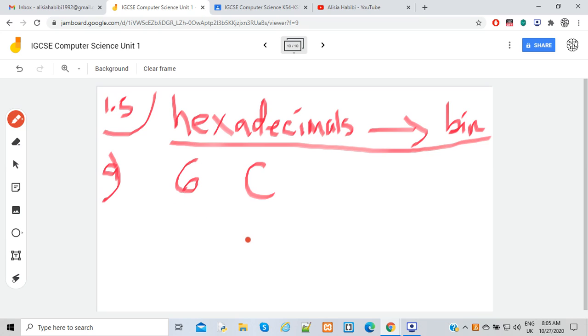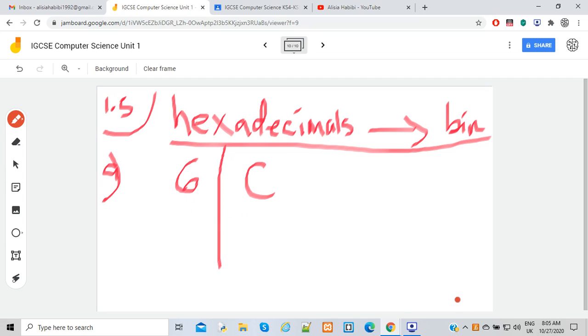The first step, whenever you want to convert a hexadecimal into a binary, is you have to convert each individual hexadecimal value into binary first, represented by a 4-bit code. So I'm going to put a partition here as well.